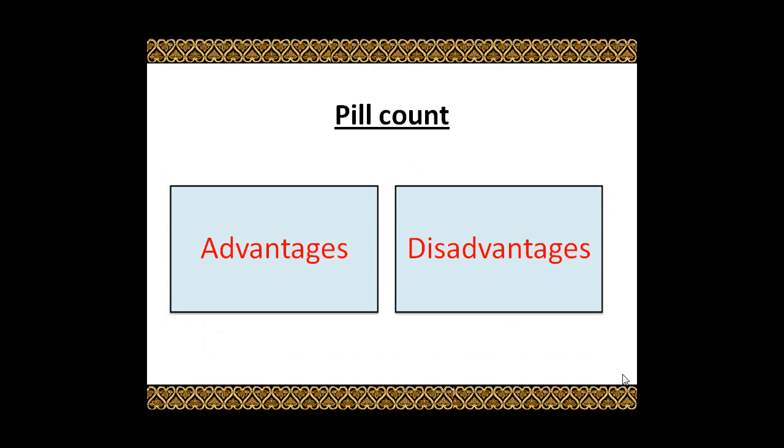What about the pill count? The advantage of the pill count method: it is considered an objective measure of the quantity of drug taken over a given period of time. What about the disadvantage? This method is time consuming and assumes that medication not in the container was consumed by the patient.